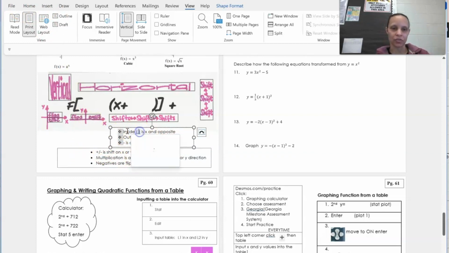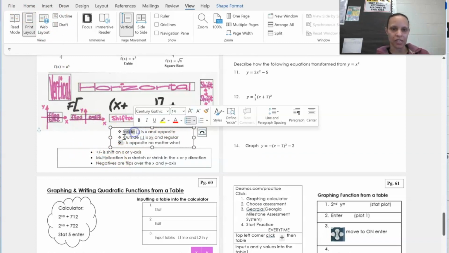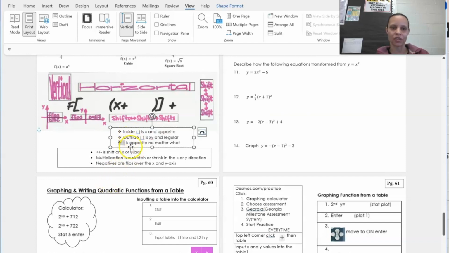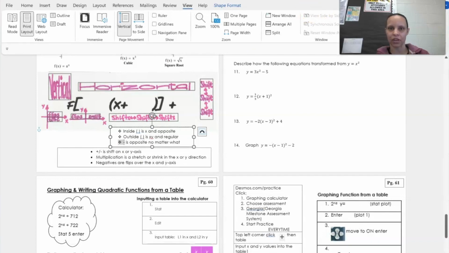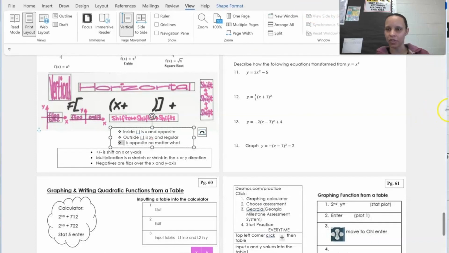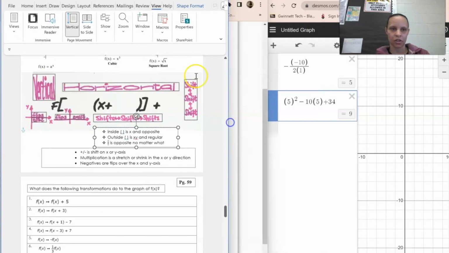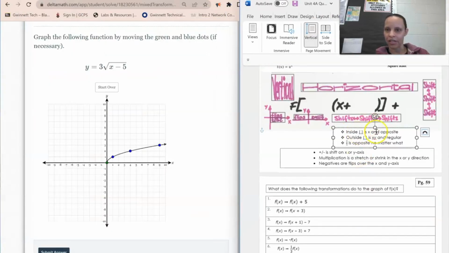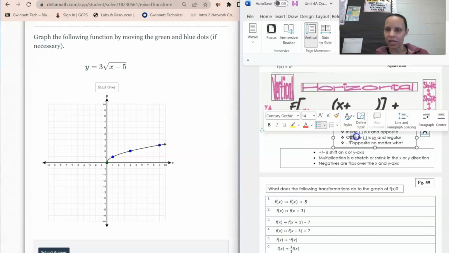So you need to ask yourself the first question: is it inside, outside, or is it a negative? Okay, is it inside, outside, or is it a negative?